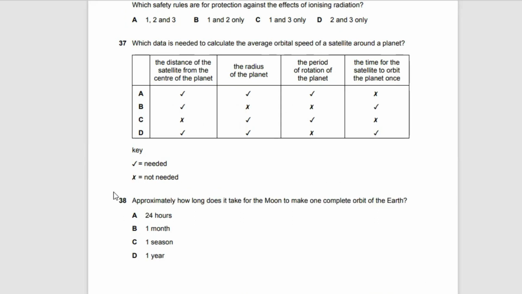So 38 is approximately how long does it take for the moon to make one complete orbit of the Earth? Now we know we measure month by looking at the phases of the moon. So when we see the same phase of the moon, that means 1 month has passed. So we say that moon takes about 1 month to orbit our Earth. So the answer is B. But we see moon every day because our Earth is also rotating about its own axis. That's why the actual orbit of moon is 1 month, but we can see moon every night.